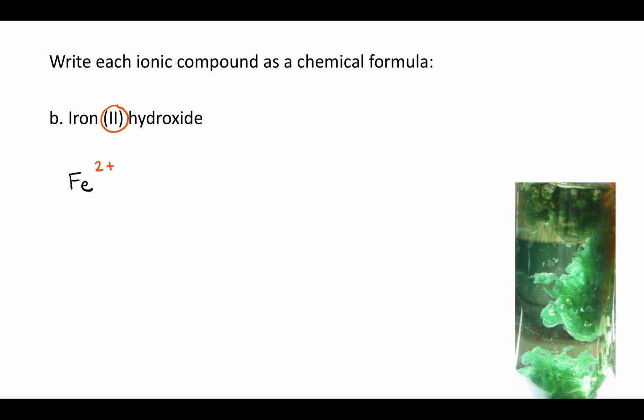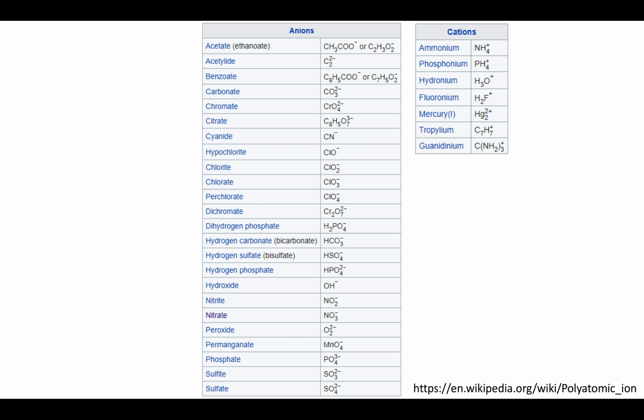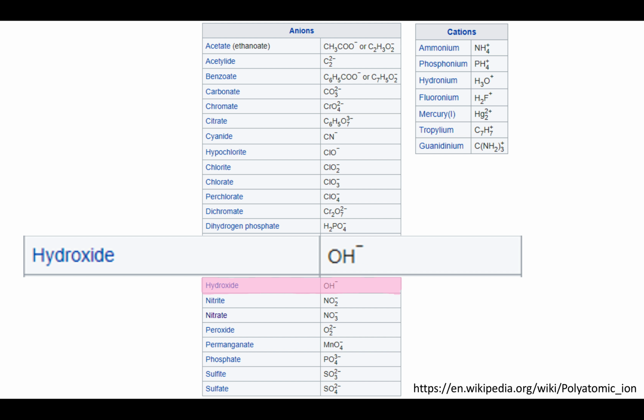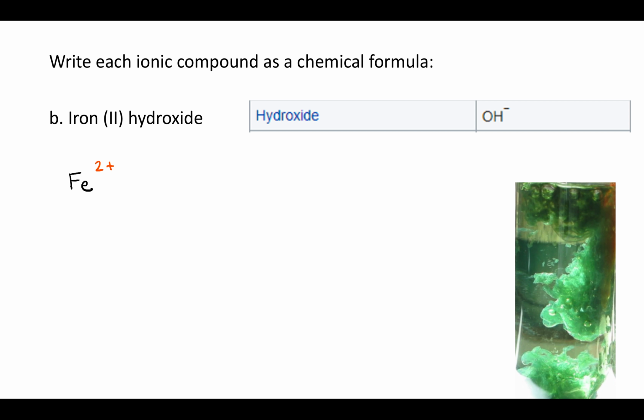So iron 2+. Hydroxide is a famous polyatomic ion, so you would want to find out what that is, you'd want to go to a table of polyatomic ions, look for it. Here it's kind of toward the bottom, and hydroxide is OH with a -1 charge. So hydroxide is OH with a -1 charge. We'll just write that ion in.